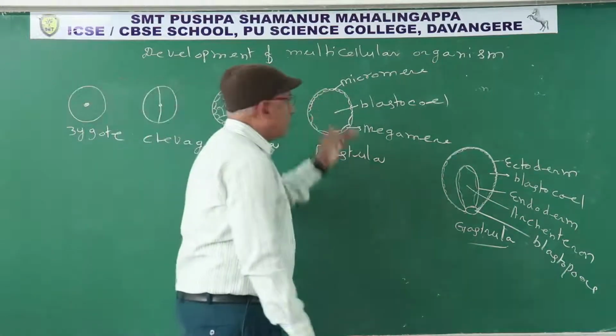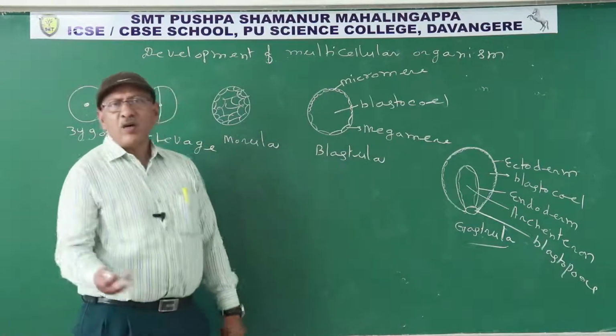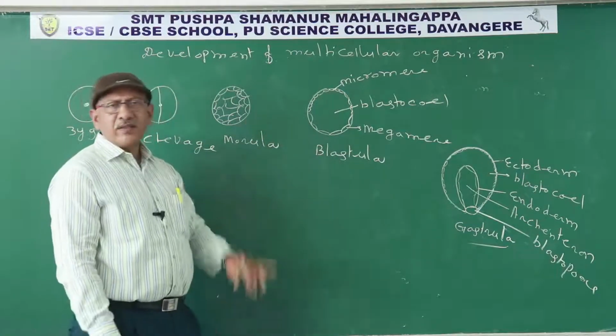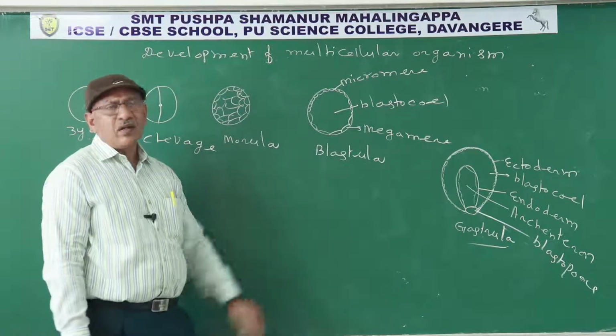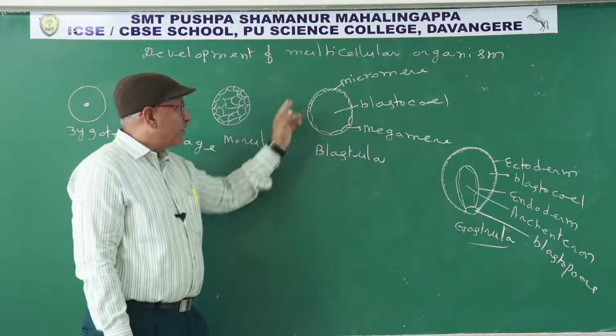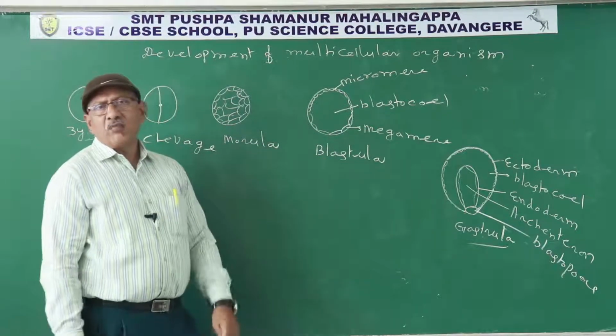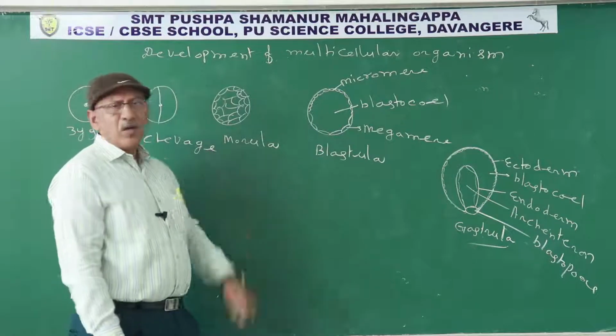Later, all the cells are arranged in a single layer, known as blastula. What is blastula? A hollow ball-like structure. Hollow means cavity. A hollow ball-like structure containing cells in a single layer is known as blastula. A solid mass of ball-like structure is known as morula.